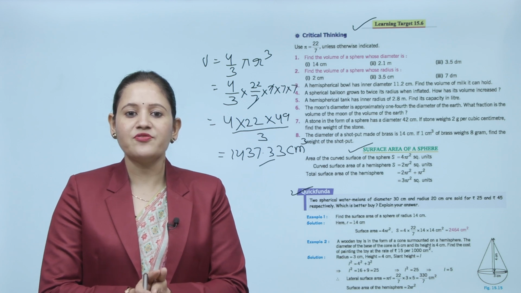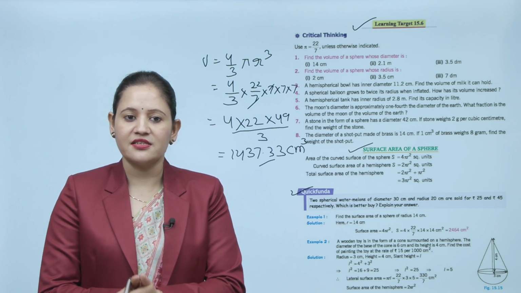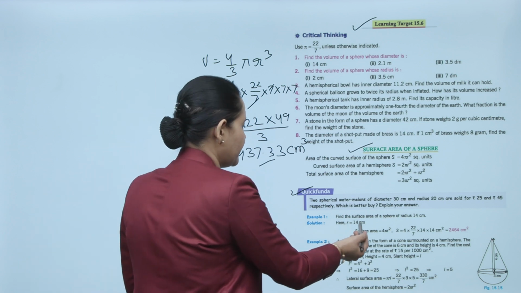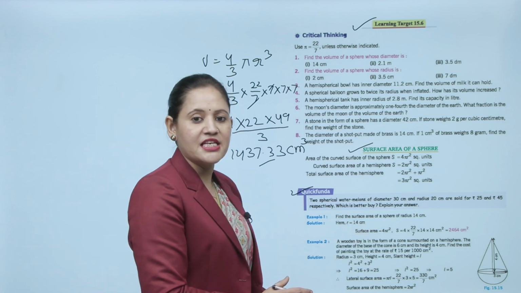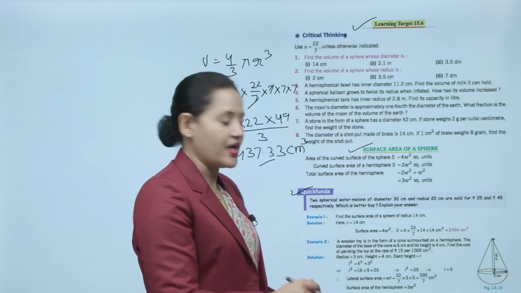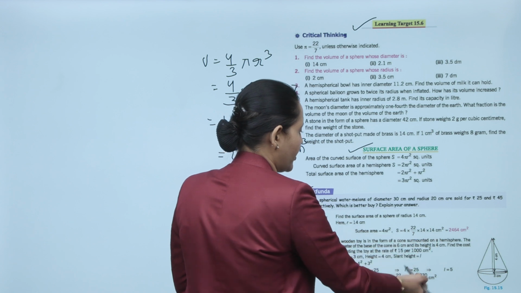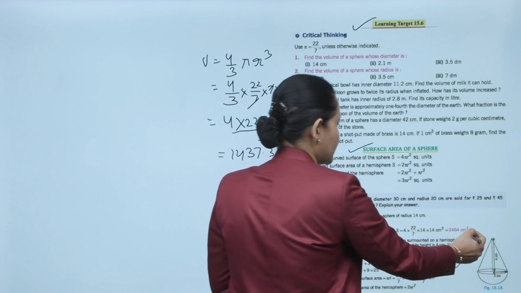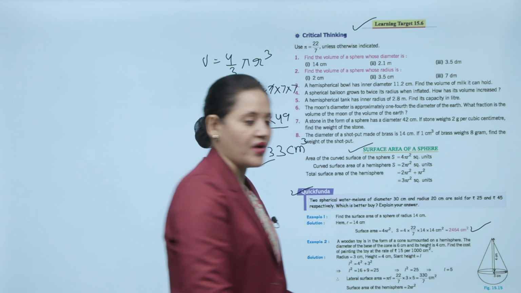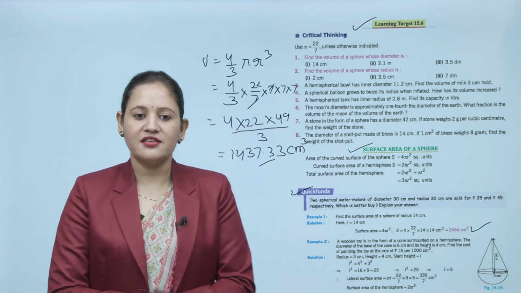Next, example 1. Find the surface area of sphere of radius 14 cm. Radius is given 14 cm. Surface area क्या हो जाएगा? 4 pi r square. So S equals to 4 into 22 upon 7 into 14 into 14, that is 2464 centimeter square. That is the surface area.